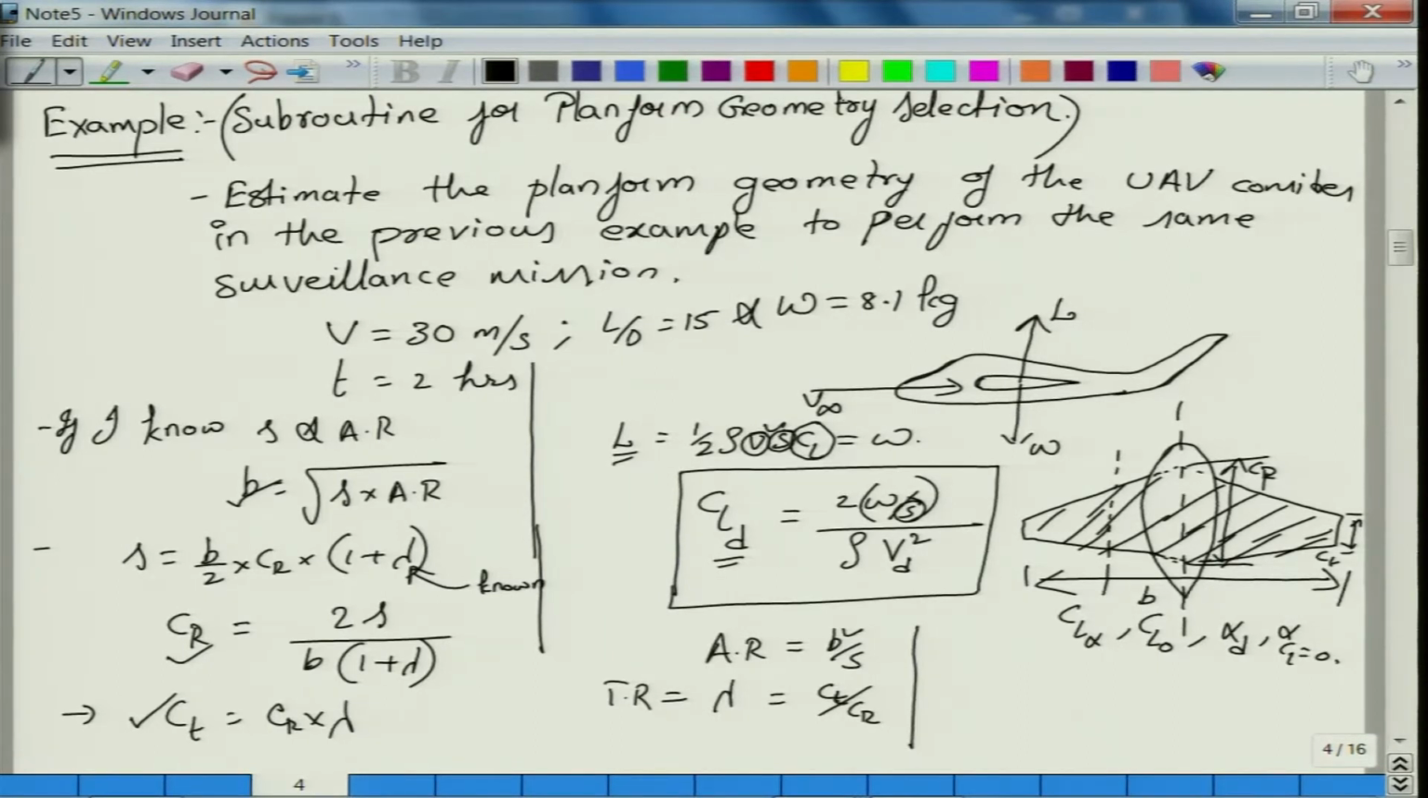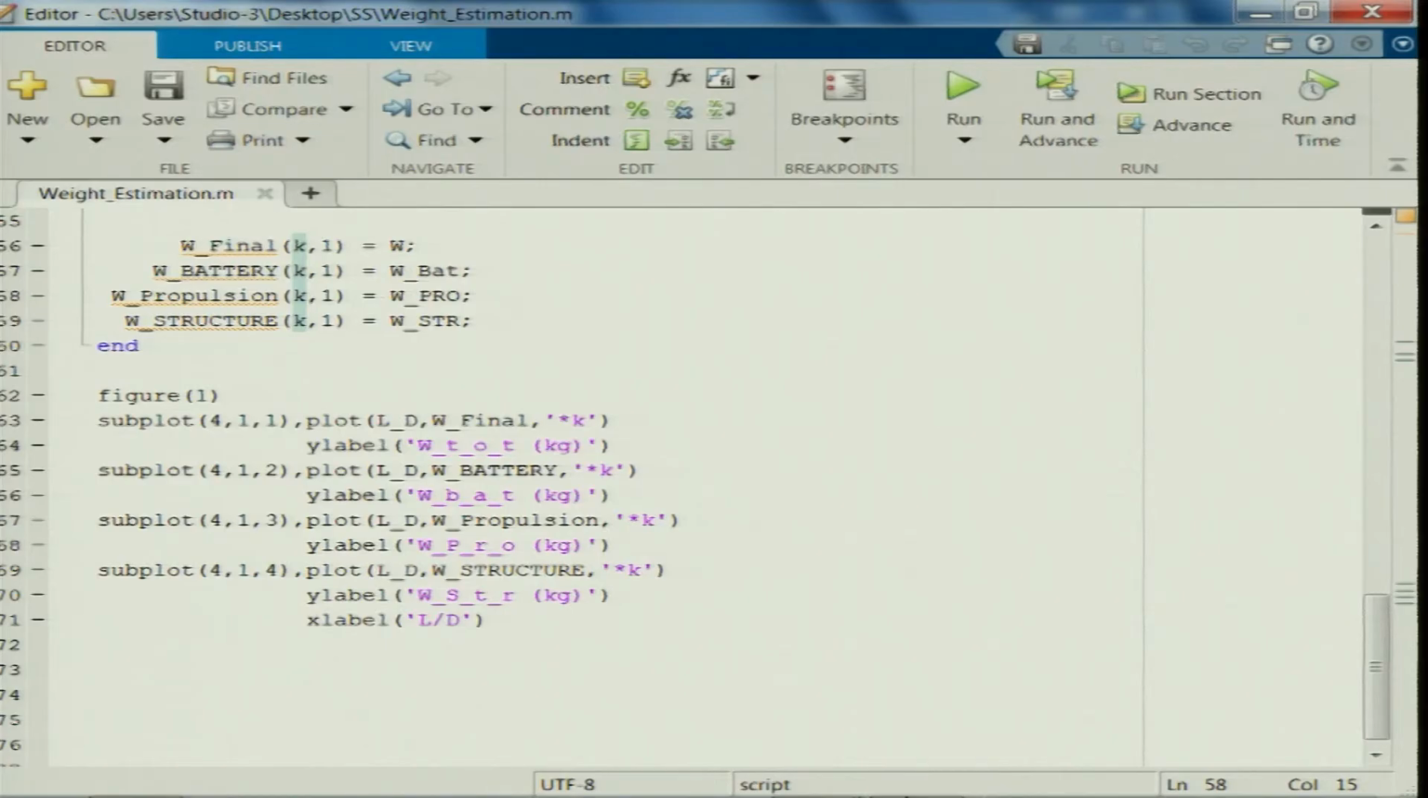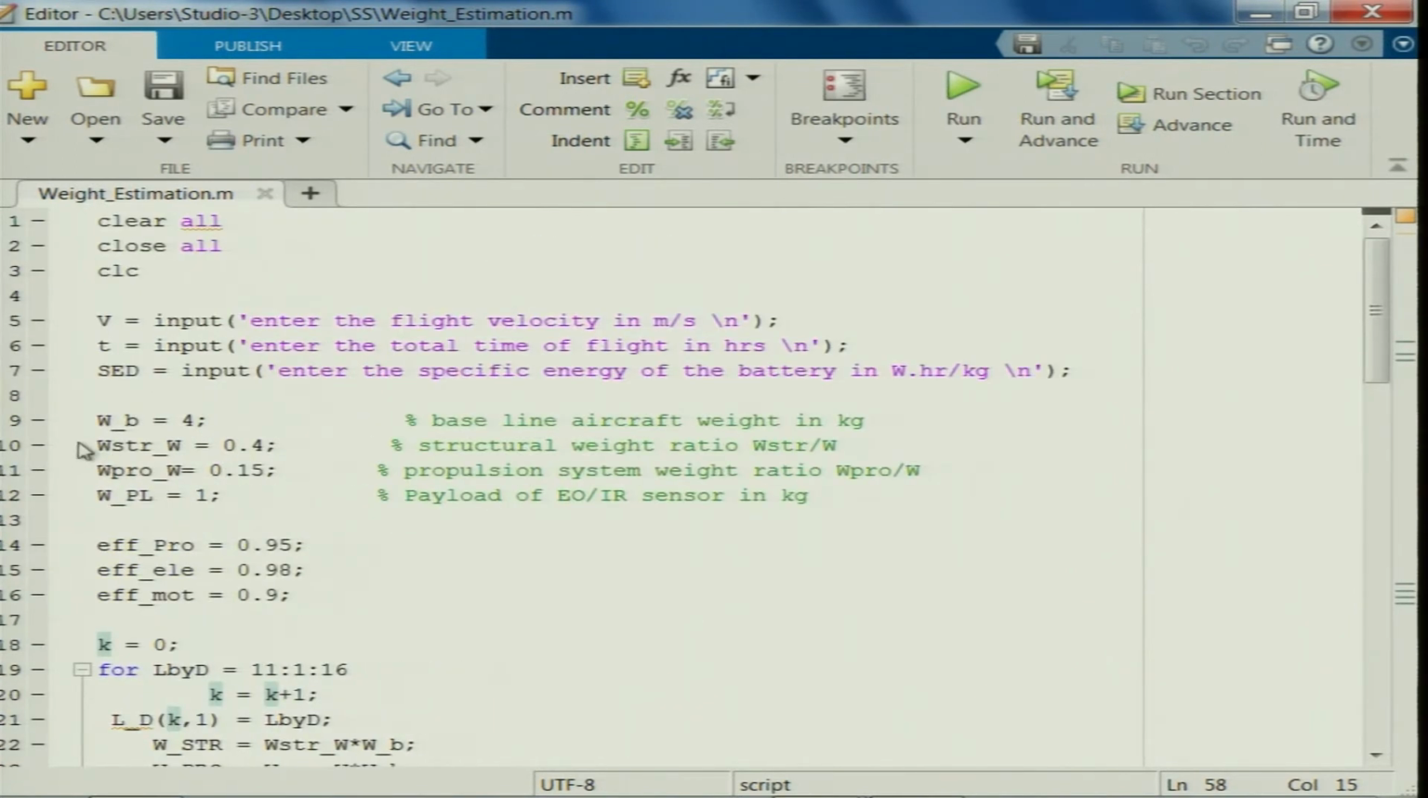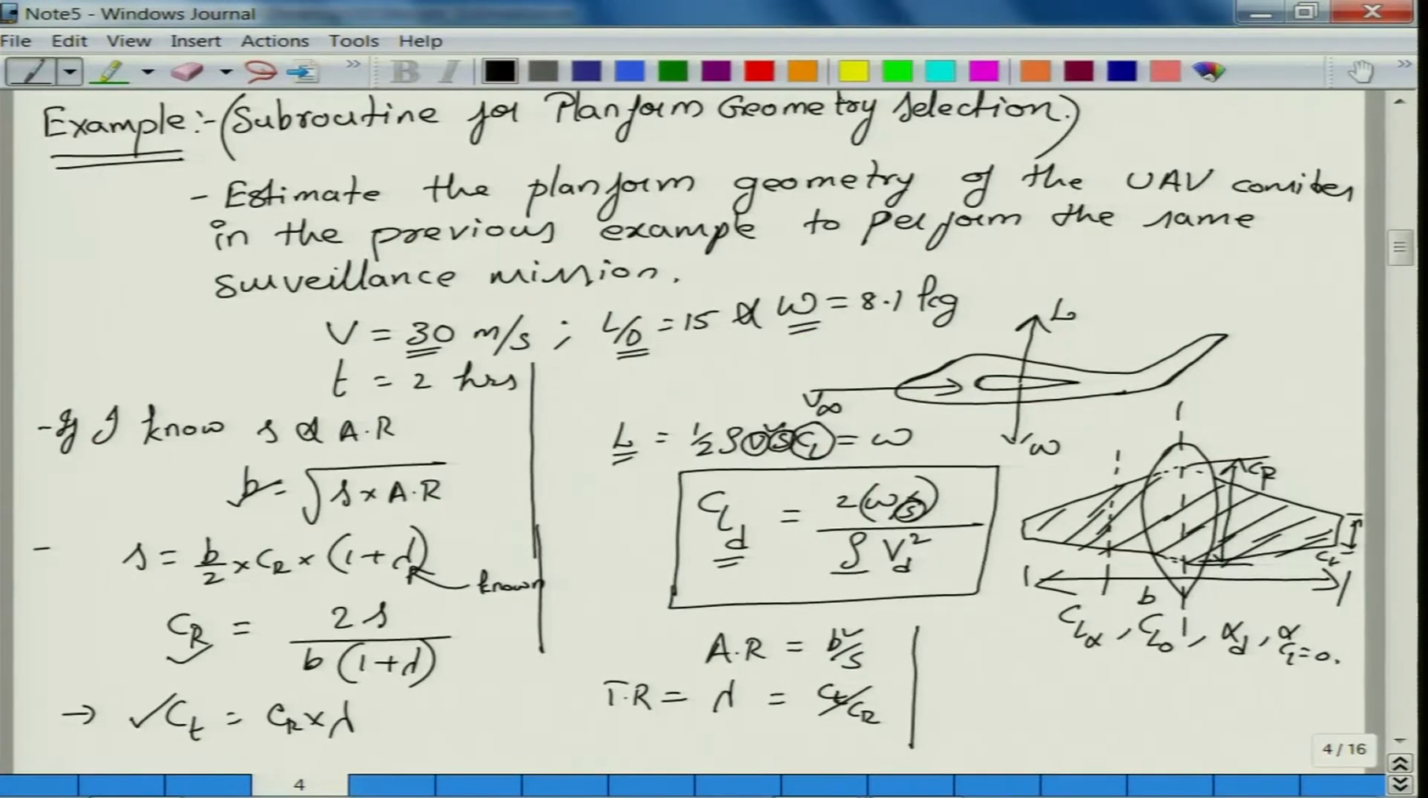What we are going to take as input is the weight of the UAV that we have estimated, the L by D which we are flying at, and the velocity of flight. These 3 are the parameters we are going to take in for this particular algorithm. So let us write a new script. I am not going to write down the detailed steps, I do not think that is necessary. And then altitude. You need to know the altitude of flight as well.